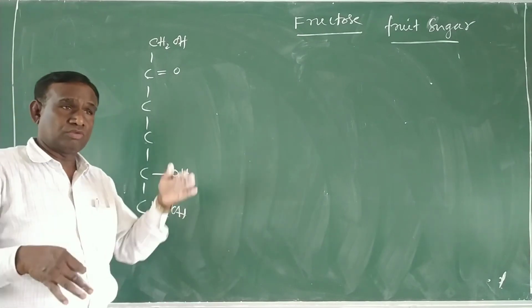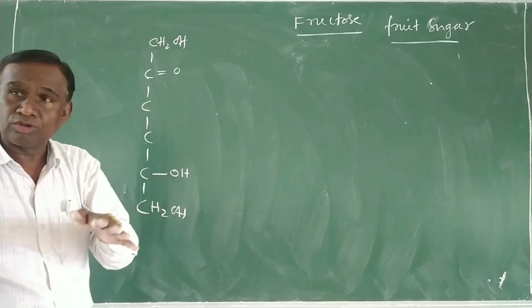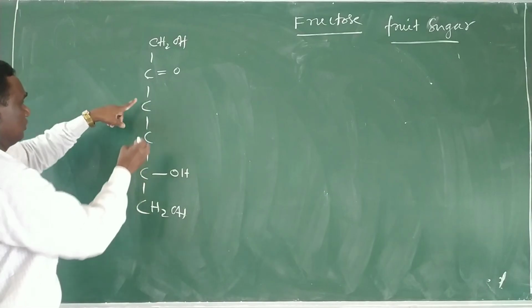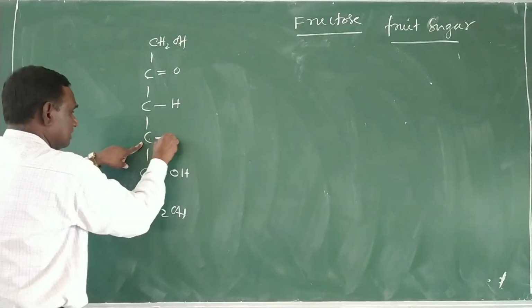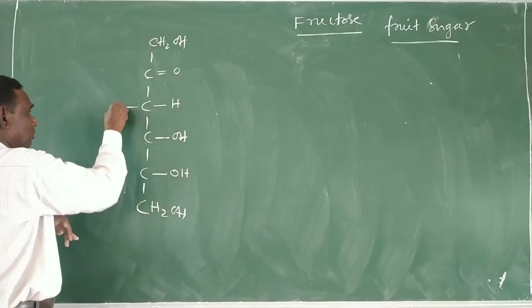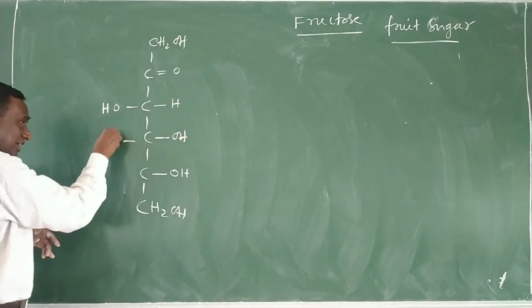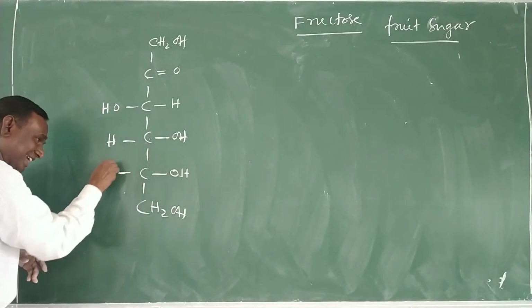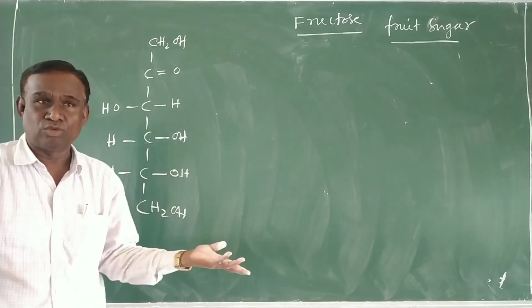So, in glucose you have to start with OH, but here you have to start with H, the hydrogen atom. You see, this is the hydrogen atom, then it is what? OH. Alternatively, if it is H, it should be OH. If it is OH, it should be H. That's all.